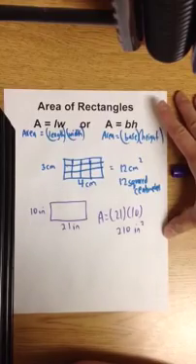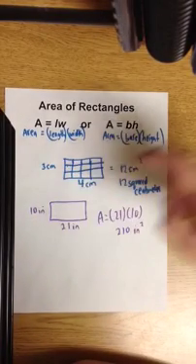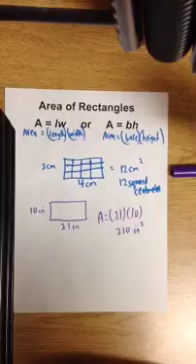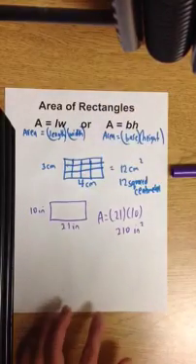This is something you've learned since 4th grade. You just multiply the length by the width. In middle school, we don't use the word length or width. We use base and height. Let's make it a little harder.